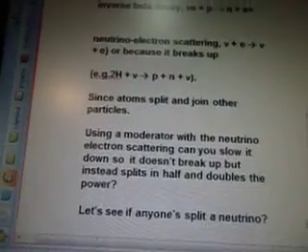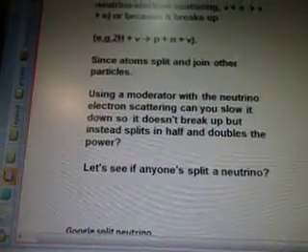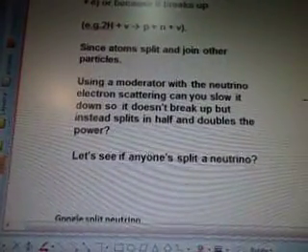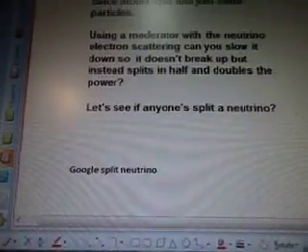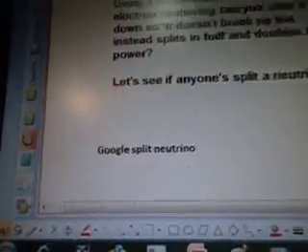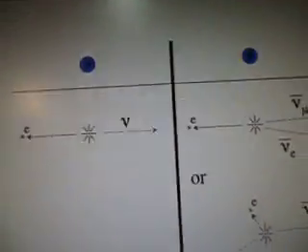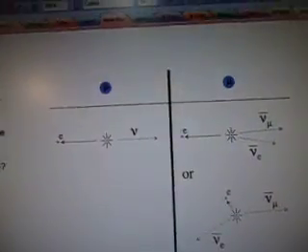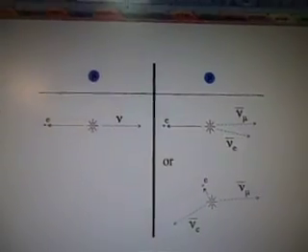Since atoms split and join other particles, using a moderator with the neutrino-electron scattering, can you slow it down so it doesn't break up, but instead splits in half and doubles the power? Let's see if anyone's split a neutrino. So I looked it up, and here's a graph showing muon decay. The stationary muon suddenly decays into an electron and neutrinos.